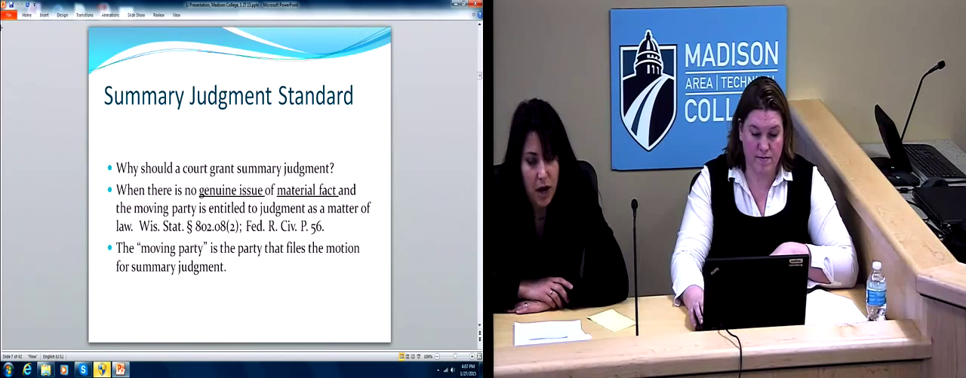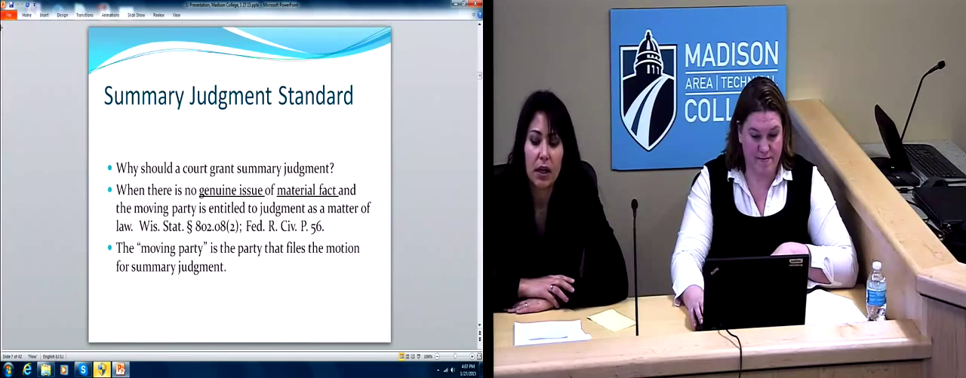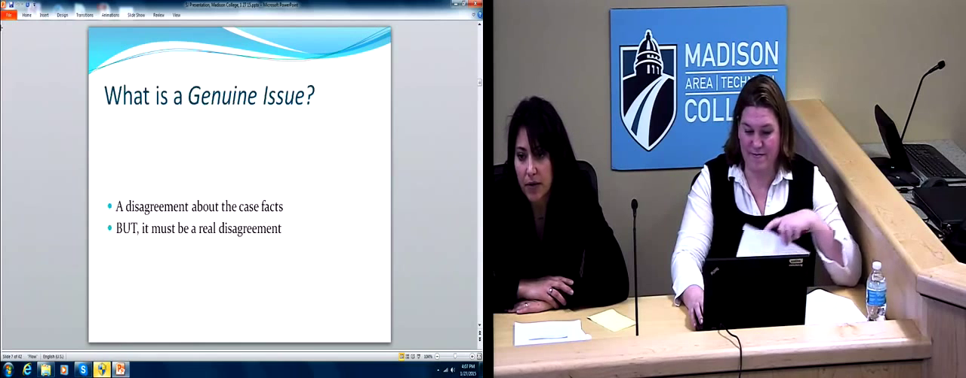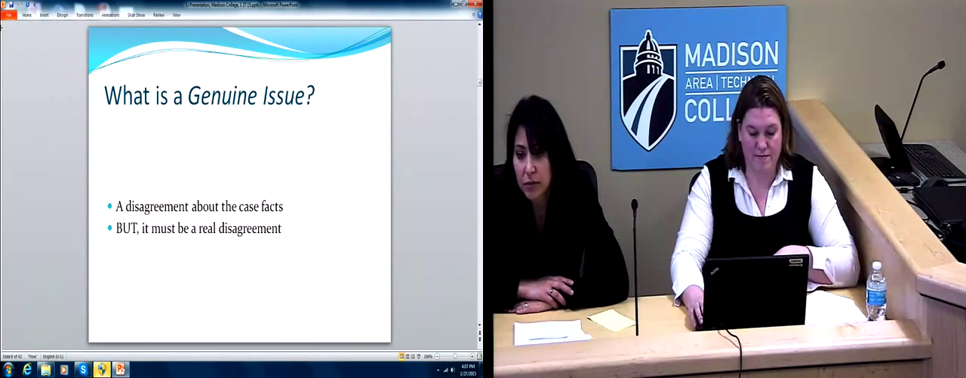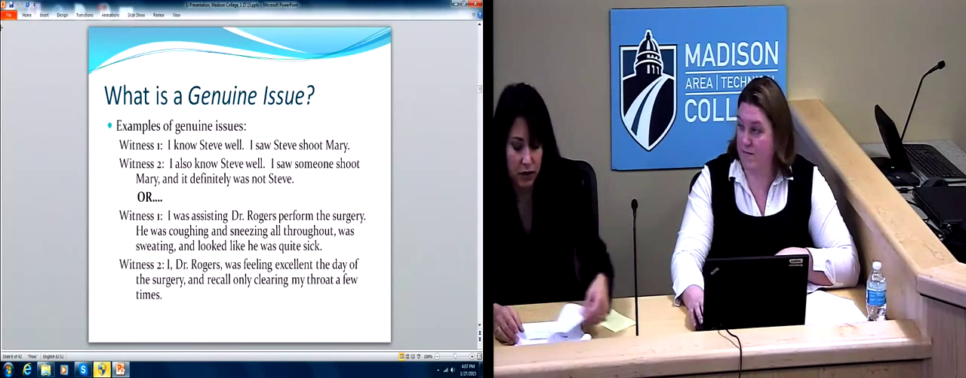I think that is probably one of the most loaded sentences that has ever been written about civil litigation. It seems so simple, but it's not. The moving party is the party that files the motion for summary judgment, so that's important to know. What is a genuine issue? A genuine issue is a disagreement about the facts of the case, a disagreement about what happened, but it must be a real disagreement. And I'm going to give you some examples.